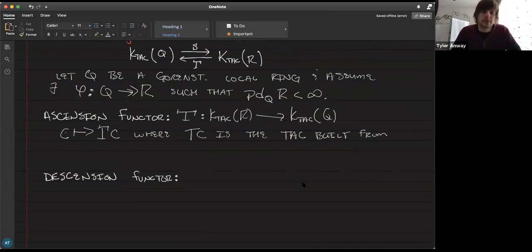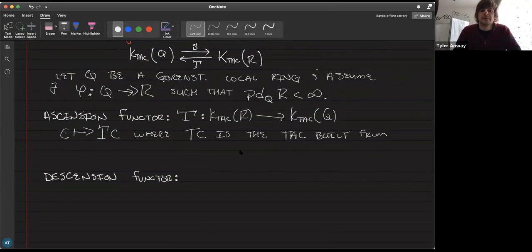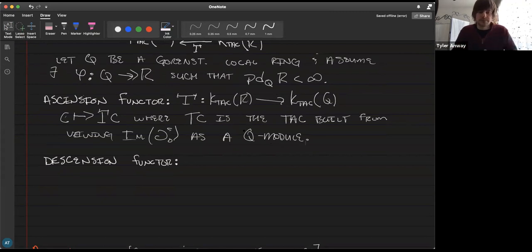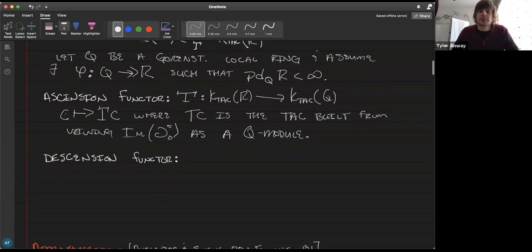Okay, so yeah, the Ascension Functor is built from viewing M.C as a Q module. This functor works on morphisms of complexes as well, which is perfectly fine, but it's just not as important for this talk, so I won't go into it.